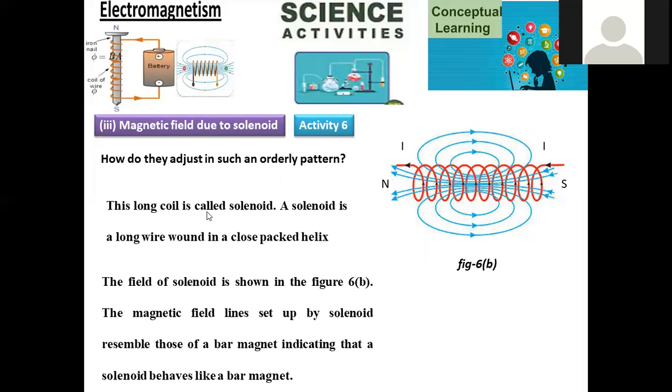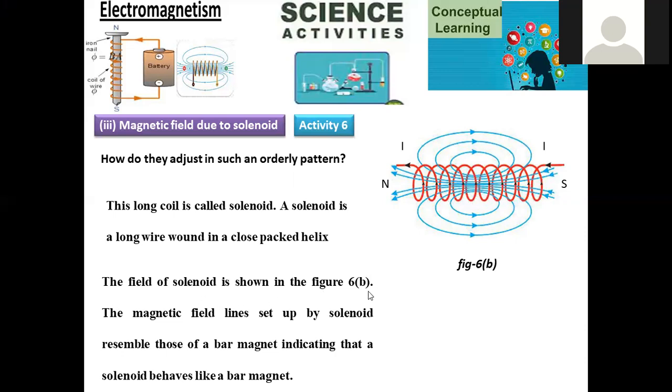This long coil is called a solenoid. Here the copper wiring that we made into a spiral, you may say a helical structure, this helical coil is said to be a solenoid. A new scientific term was introduced here. A solenoid is a long wire wound into a close-packed helix. Here a helical structure was given, and the close packing is there. All the curled wires are in close proximity.